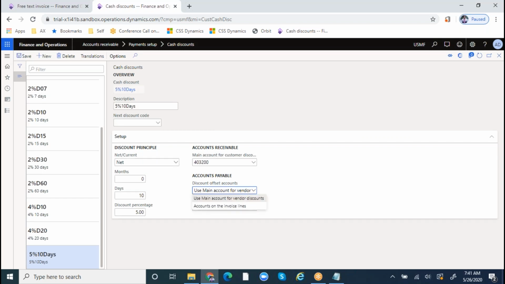Yeah. What is it? Use main account for vendor discounts accounts on invoice lines. I have not concentrated on this one. Use vendor main accounts for vendor discounts accounts on invoice lines. This is at header level, vendor level. This is line level. Here it is invoice lines. It is talking about line level. This is vendor directly, head main account, vendor level.